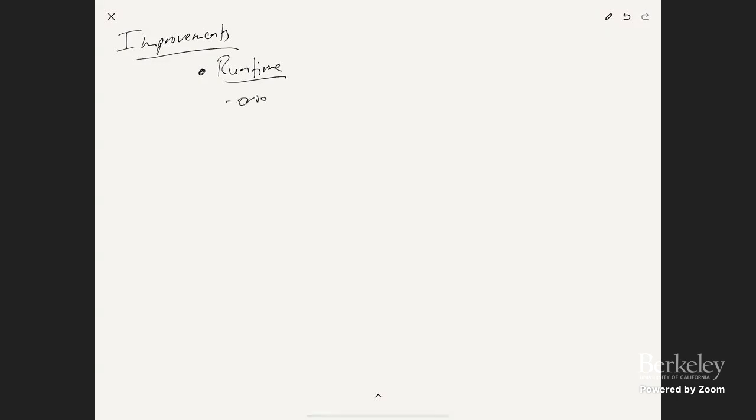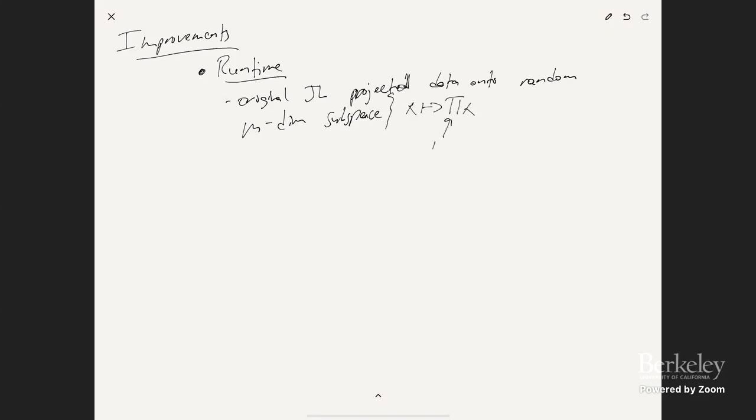So the original JL projected data onto a random m-dimensional subspace. So some vector x gets mapped to pi x, where this pi is this random projection. How do you get a matrix pi that's a random projection? Well, you need to get basically a random orthonormal basis. That's one way. So how am I going to do that?